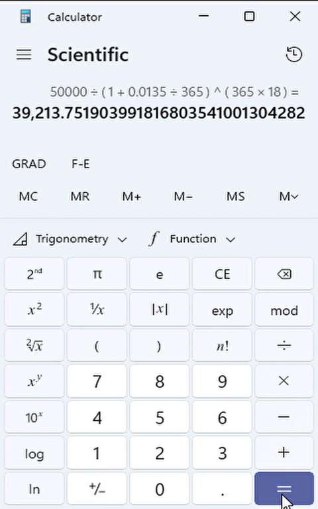Sorry, this is my alarm. Now we get the correct value. Again, this is rounded to the nearest dollar, and 7 is greater than 5, so you should round it up, so it becomes 4 here, right? So it's 39,214. All right.